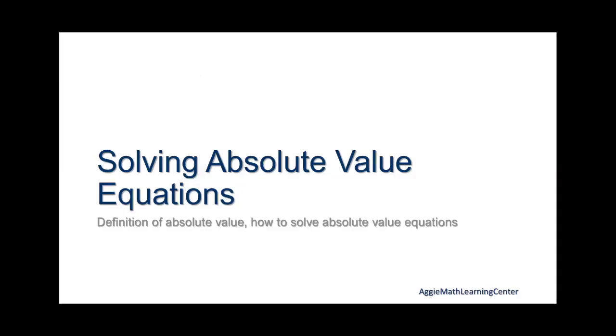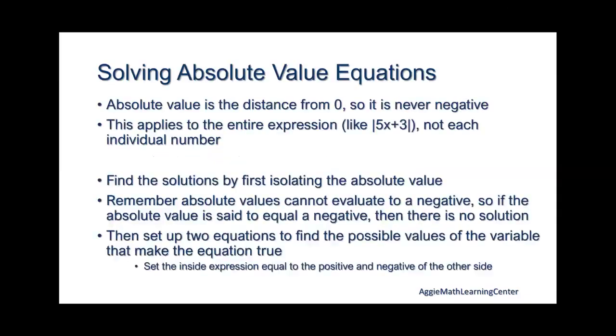So we're going to move on to solving absolute value equations. Kind of first going with absolute values. Absolute value is the distance from 0, so it is never negative. Whatever is in it, it's always going to become a positive number. This applies to the entire expression. So if you have 5x plus 3 all in absolute value, that whole quantity will end up not being negative. You can have negative numbers in it, but then they become positive. So yeah, not in each individual number.